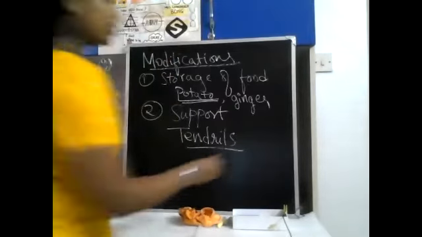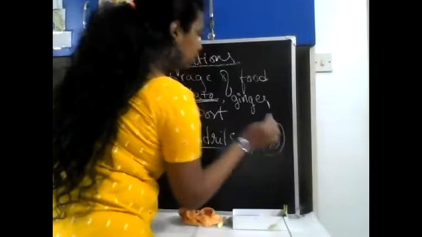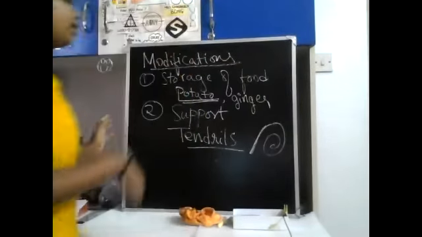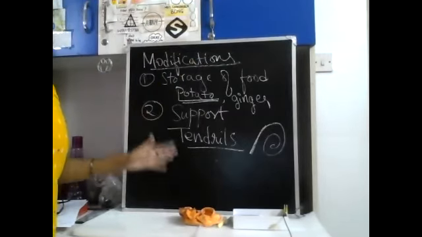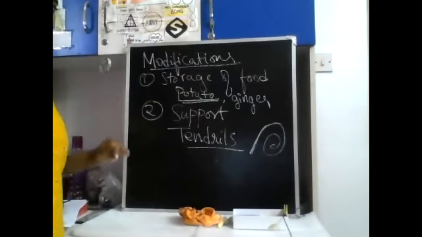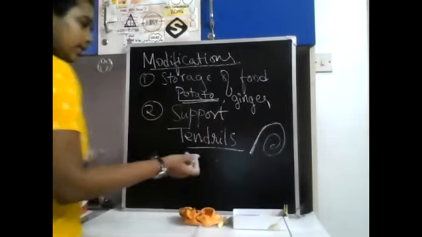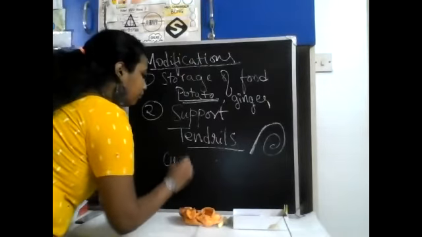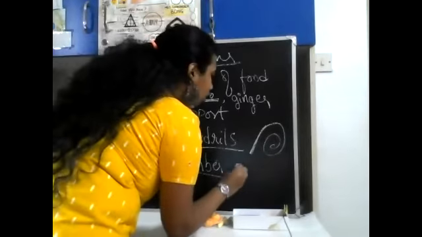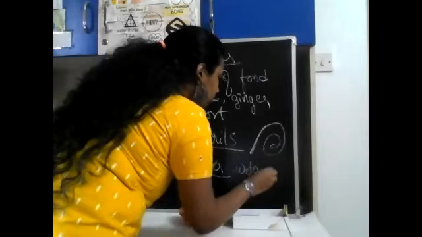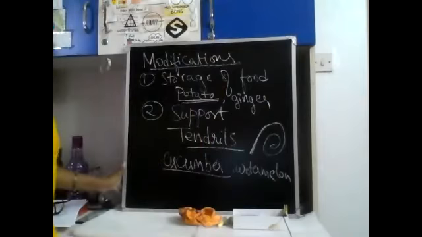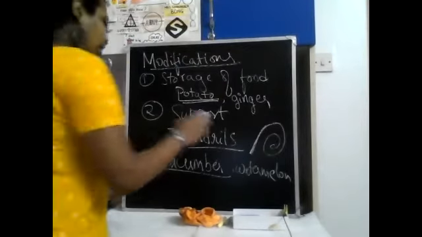The stem takes a thread-like appearance, and this is very important in plants that climb. Most climbers will have tendrils as their stem. For example, cucumber. Cucumber is an important example, and then you have watermelon and other creepers and climbers that you can remember. They'll all be examples for tendrils.